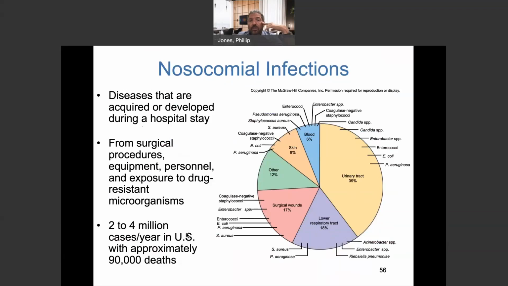From surgical procedures, equipment, exposure to drug-resistant microorganisms. Whenever I go to the dentist, I'm always freaking out about the equipment. Or when I had my shoulder surgery, I was petrified of being cut open and, God forbid, getting a nosocomial infection.